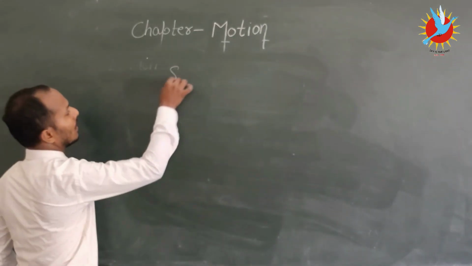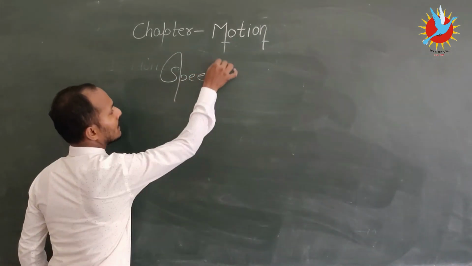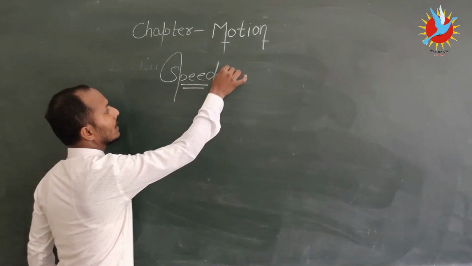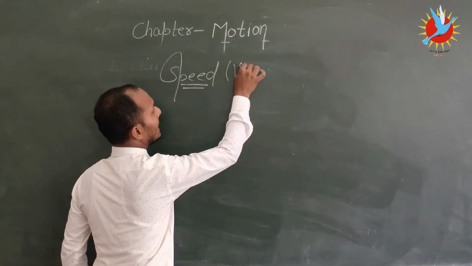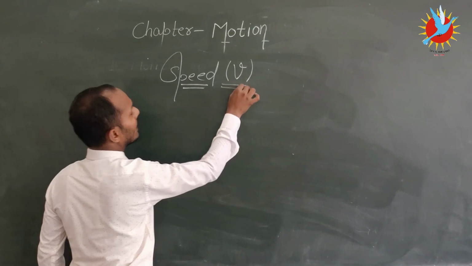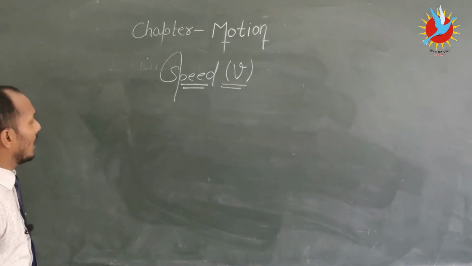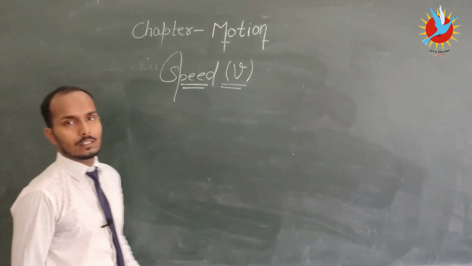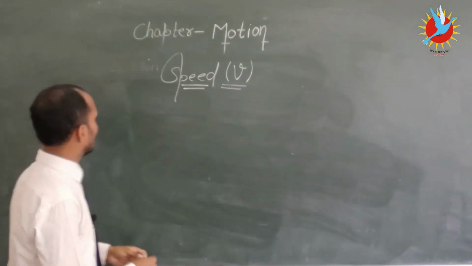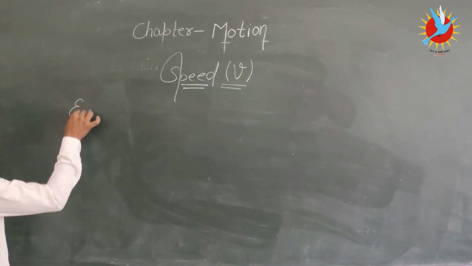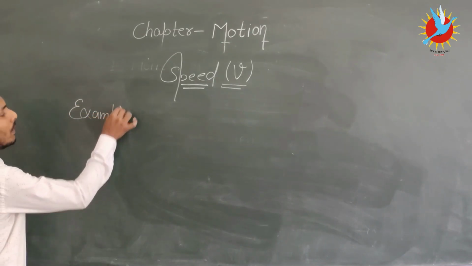Today's topic is speed. Firstly, the symbol of speed is V. Now, how do you define speed? Suppose, take an example.